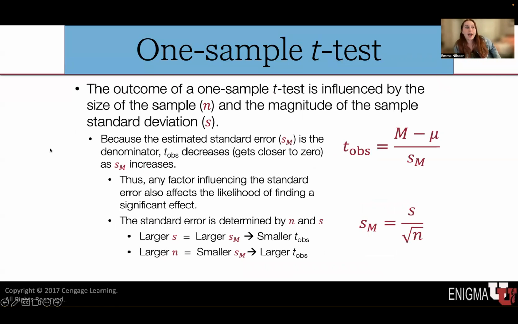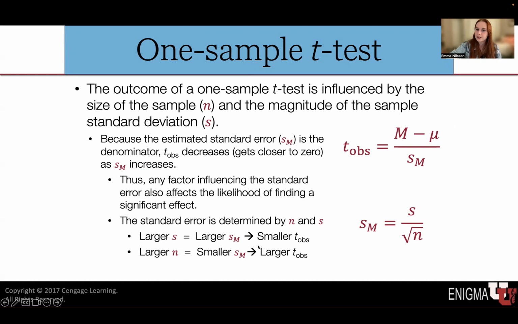Let's talk about some of the factors that affect what our t-value is going to be. The two big ones are the size of the sample, n, and the magnitude of the sample standard deviation. Obviously, because the estimated standard error is in the denominator, as your standard error increases, your t-value is going to decrease, and vice versa. So generally, this estimated standard error is what changes your t-value.